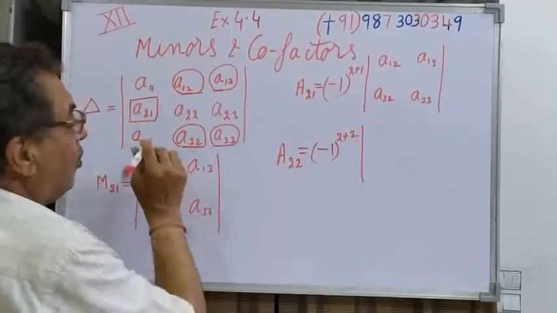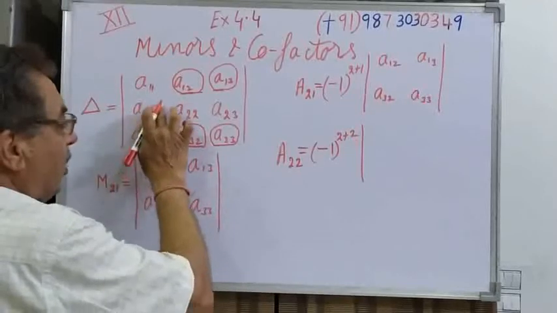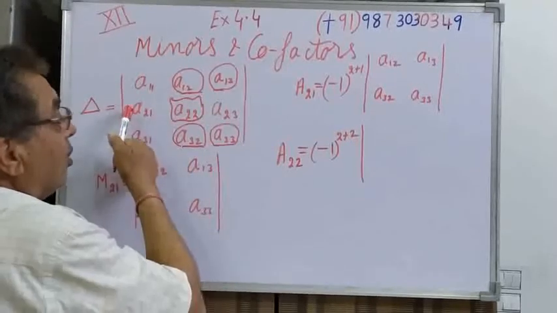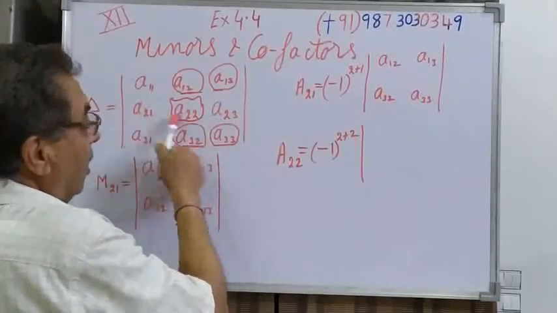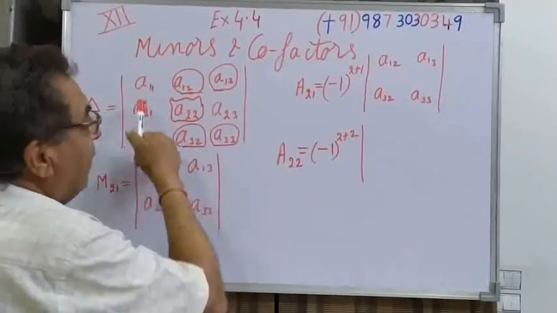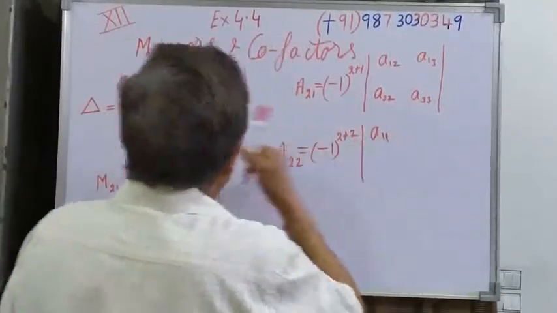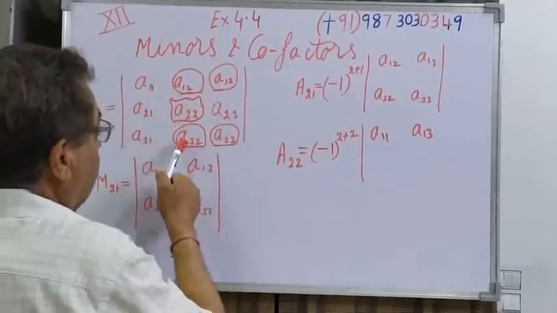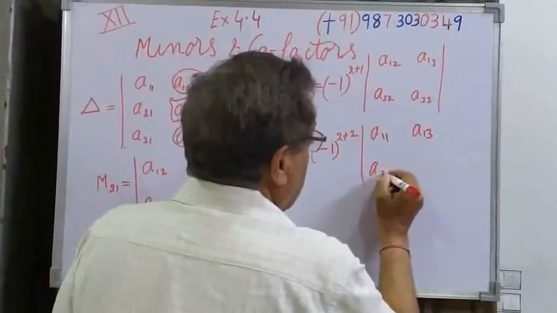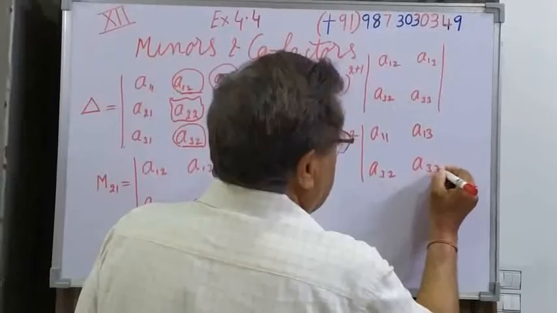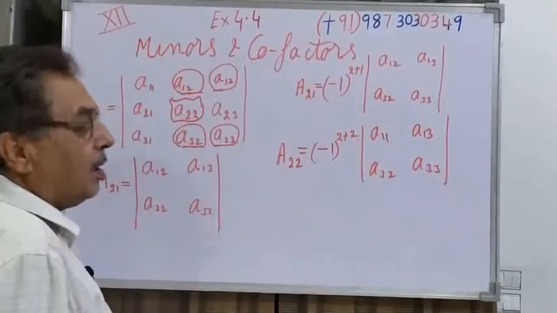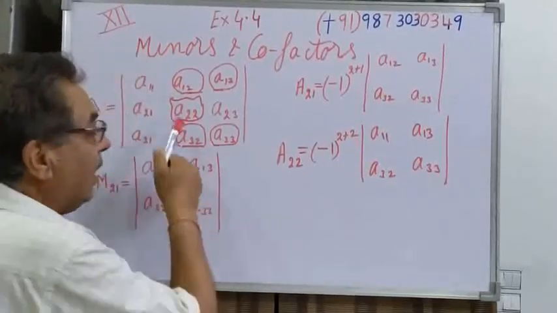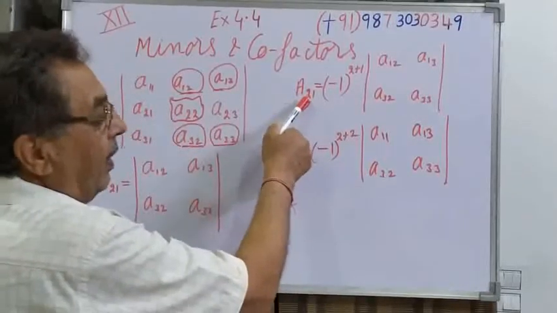So by the way, I just tell you what is the cofactor of A22. Now we want the cofactor of this one, A22. So hide this row, second row and second column. What is left? A11, A13, A31 and A33. So this is what we get, the cofactor A22. Cofactor A22 means it is the cofactor of the element A22. It is the cofactor of the element A21.